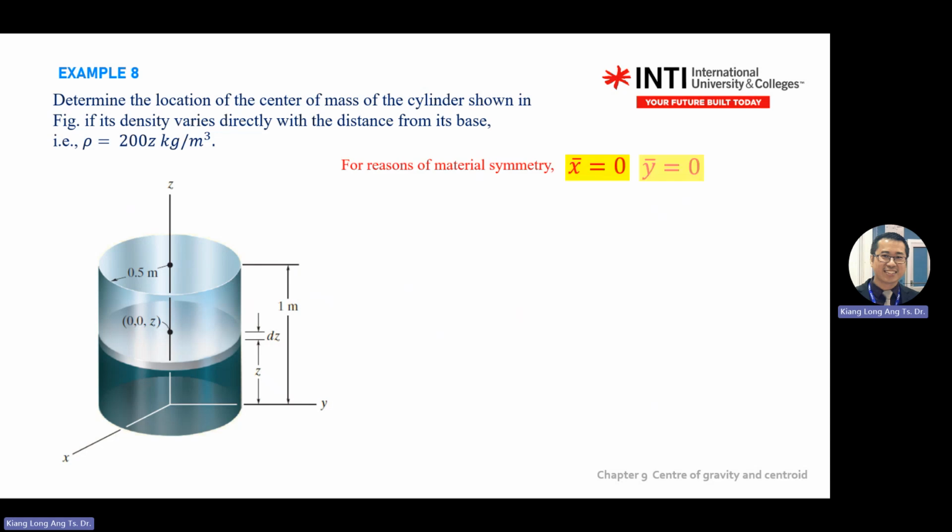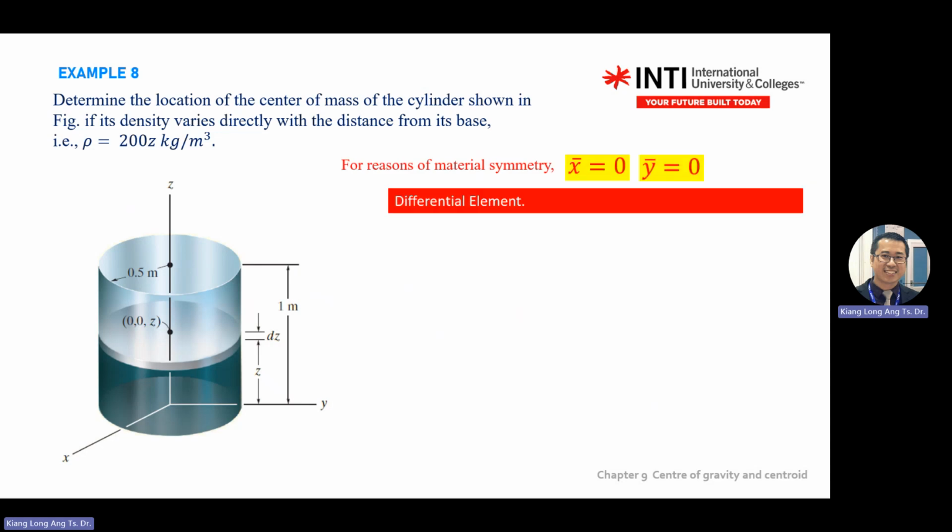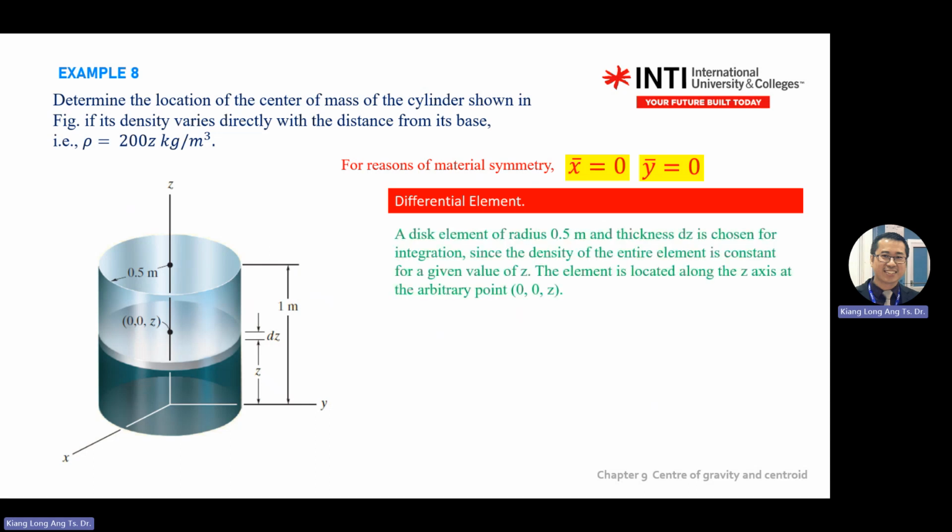Okay, same. Because of symmetry, X bar, Y bar is 0. Because you cut ZX, ZY, then you tell me where the element is. In this case, it is pi r square multiplied by dz, at here.